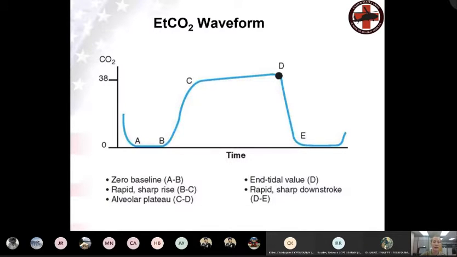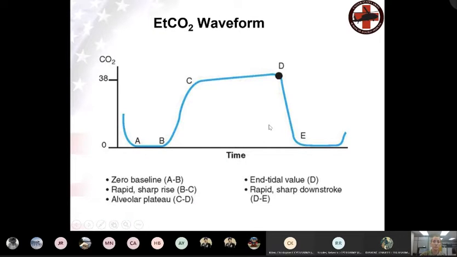So looking here, we have our nice little waveform, and we're going to do some orientation. This is the CO2 level, and this is time, and we're going to look at our breath. As we breathe in, we're breathing fresh air past that sensor. It's going to bring us down to zero because there isn't a whole lot of CO2 in the environment. As we start to exhale, you'll see our waveform climb. And then at the end of our exhalation, we should have the peak amount of CO2 past that sensor, and that's where we're going to get our measurement. So at the end of the plateau, that's where we're going to get that end-tidal measurement.